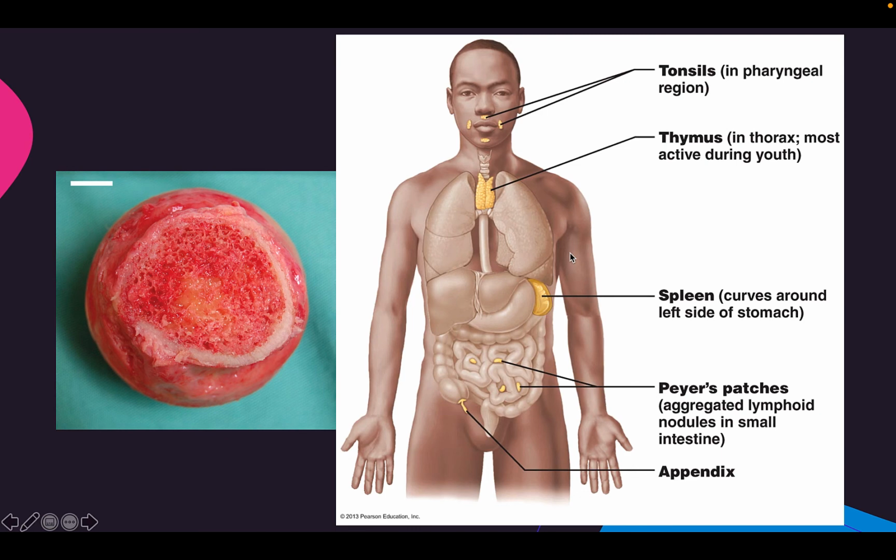But the secondary lymphoid organs would be where the mature lymphocytes concentrate, other than circulating through the blood and the lymph. And that would be your tonsils. And think about this in your pharyngeal region and your oral region. And then your spleen and your stomach area. And then your Peyer's patches in your intestines. And you also have your appendix.